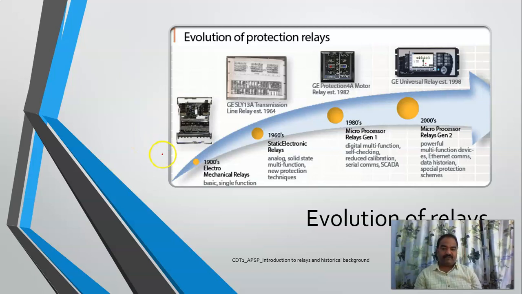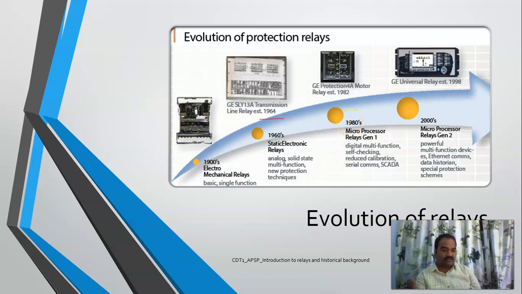This is 1900s electromechanical relays. They used to be very basic relays, single function relays. Next came the 1964 static electronic relays. They used analog circuits, solid state devices, but they were multifunction. And in the 1980s, microprocessors came into the picture. We call them microprocessor based relays. They used to have digital multifunctions, and they were able to self-check themselves.